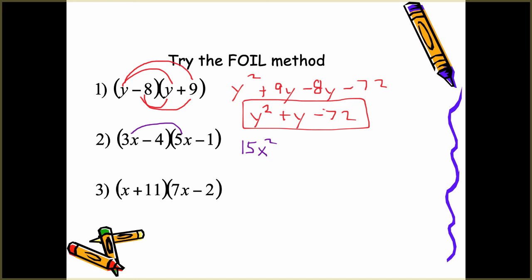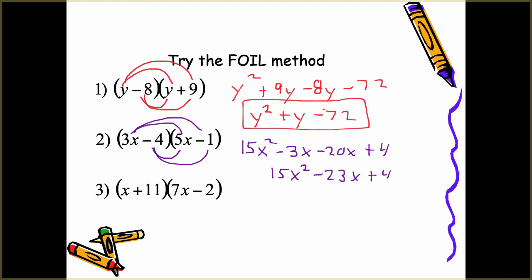Then we take the outside. 3x and negative 1 is negative 3x. Then we do the inside, inner. Negative 4 times 5x is negative 20x. And then the last, negative 4 times negative 1, which is positive 4. Combine any like terms we have. Always go from the highest degree to the lowest. Negative 3x and negative 20x is negative 23x plus 4. And there is my simplified form.